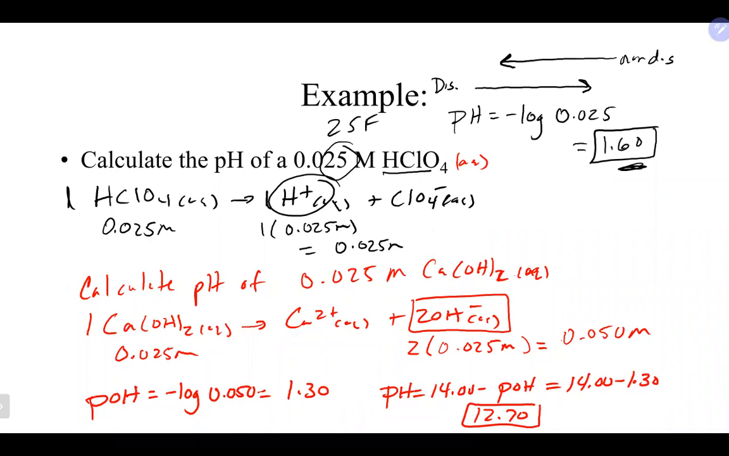In our case, we did have to adjust the hydroxide concentration, because it did break apart into 2. So you have to take that into account. A lot of times it will be a 1-to-1 relationship between H plus and OH minus, but sometimes it may not be. So you do have to take that into account.